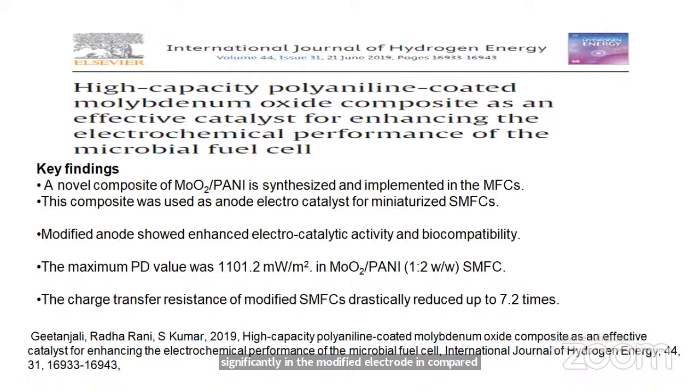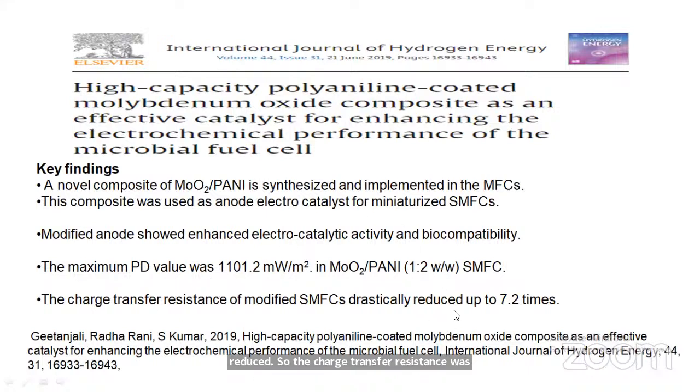in comparison with the native electrode or the bare electrode. And the electrochemical studies showed that the charge transfer resistance of the modified single chamber microbial fuel cell was significantly reduced. So the charge transfer resistance was drastically reduced.